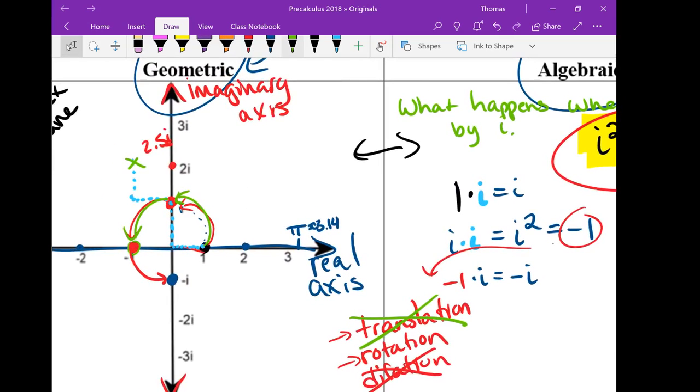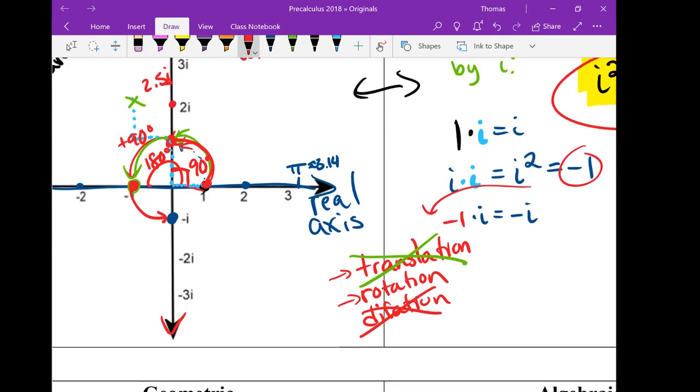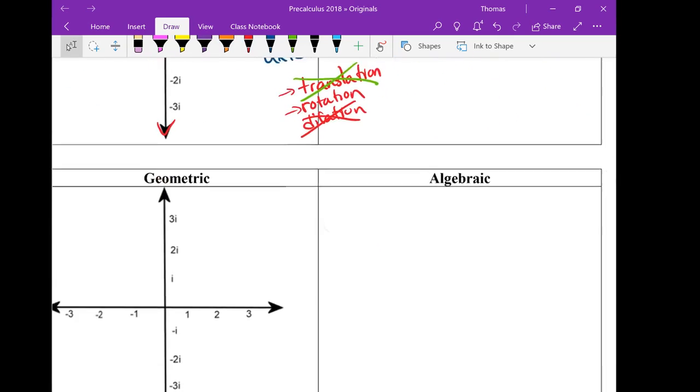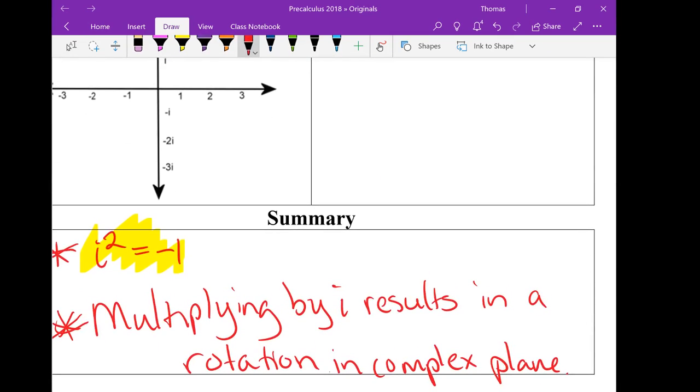Well, let's look. If I started here at the number 1 and I rotated up to the vertical axis, that is a 90-degree angle. That is a right angle. That's 90 degrees. So we multiplied again. It should have gone another 90 degrees, plus 90 degrees for a total of 180 degrees. So it looks like each time this is actually rotating by 90 degrees. So we can even be more specific on our discovery. Multiplying by i results in a 90-degree rotation in the complex plane.